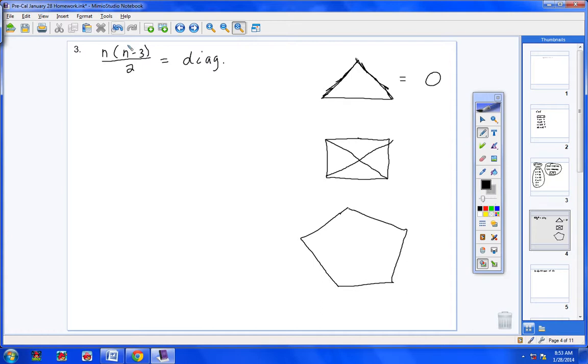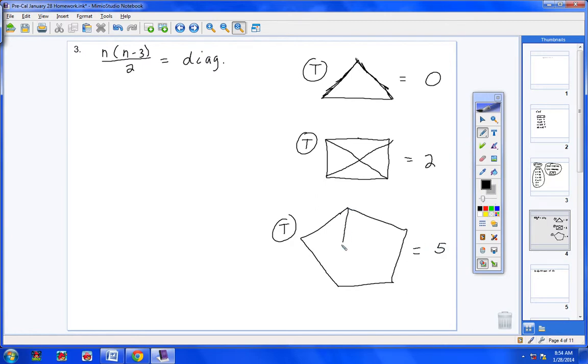Okay, let's put a 4 in right here, and you would get 4 minus 3 is 1, times 4 divided by 2 is 2. So if you put a 4 in, you get a 2. So we should get 2 diagonals here. So far this is true, and this one's going to be true also, by the way. Let's go ahead and put a 5 in. There's 5 sides. 5 minus 3 is 2, times 5 is 10, divided by 2 is 5. So we should get 5 diagonals.